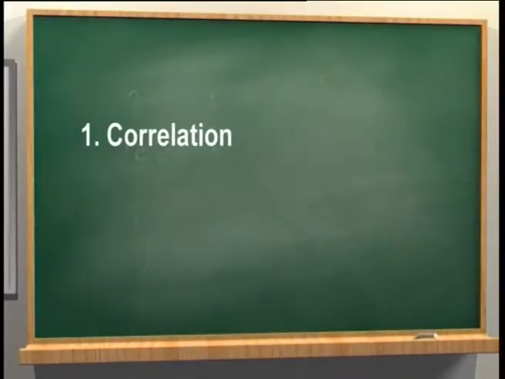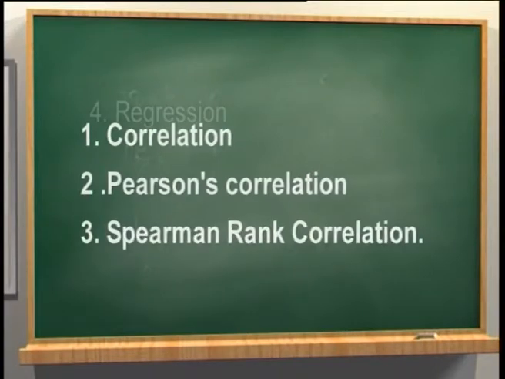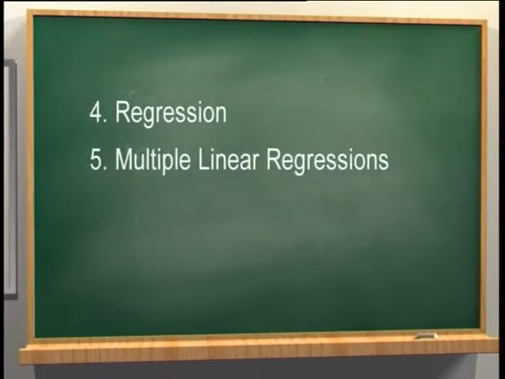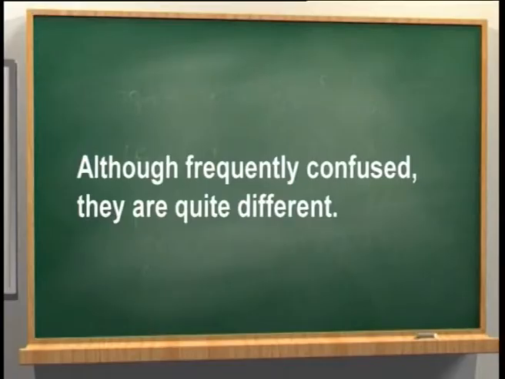We will discuss correlation, Pearson's correlation, Spearman rank correlation, regression, multiple linear regression, and potential errors in correlation and regression. Correlation and regression are statistical methods that are commonly used in the research literature to compare two or more variables. Although frequently confused, they are quite different.